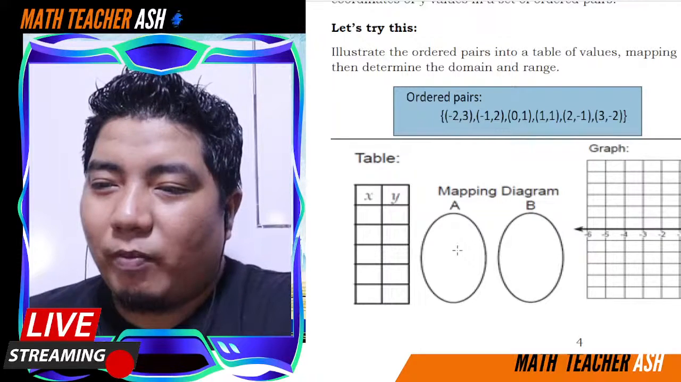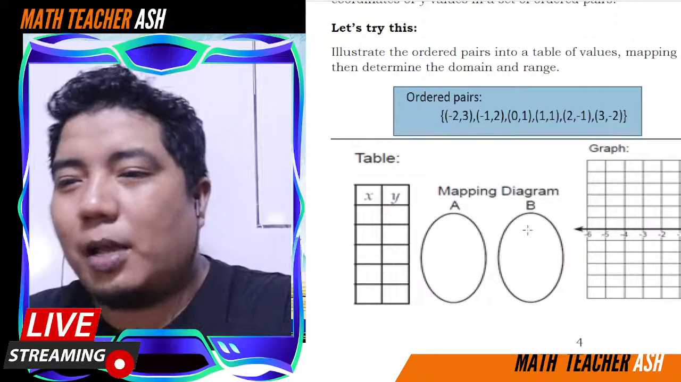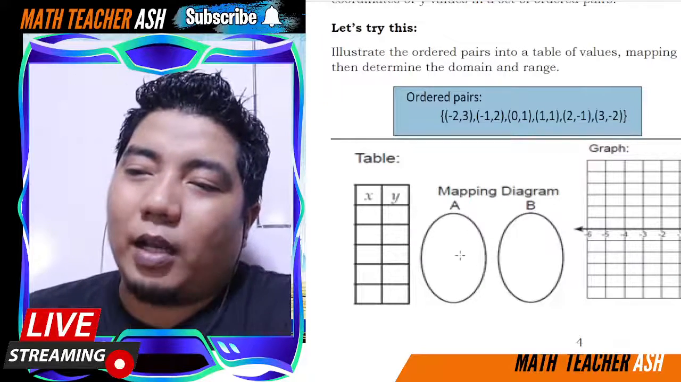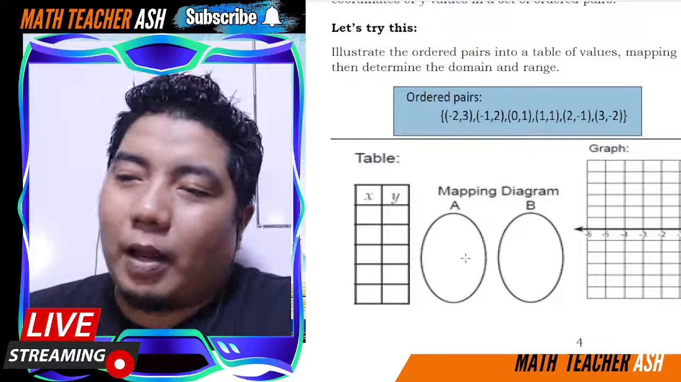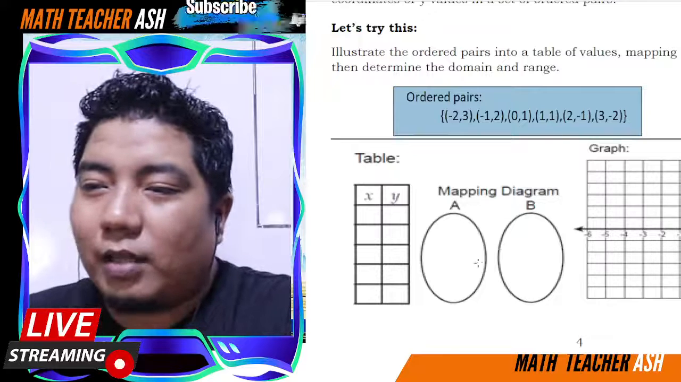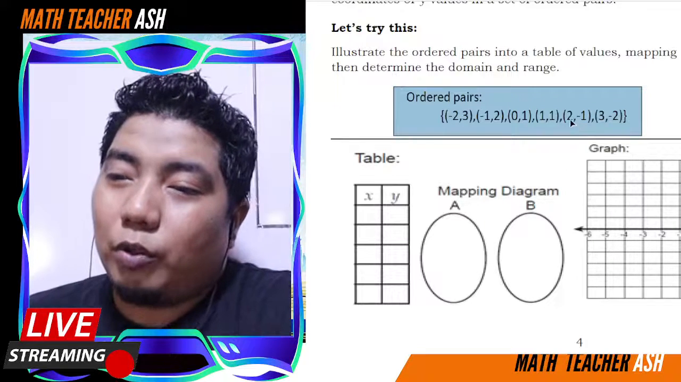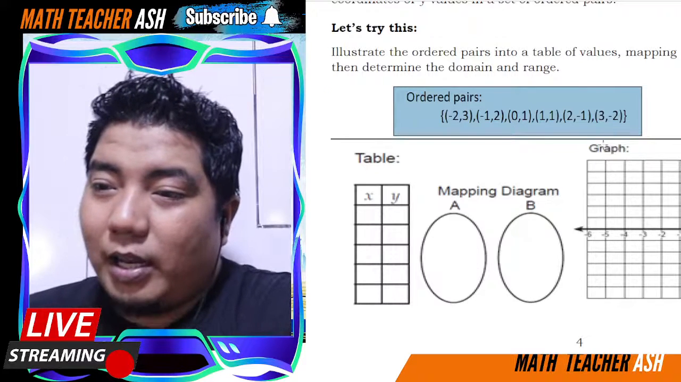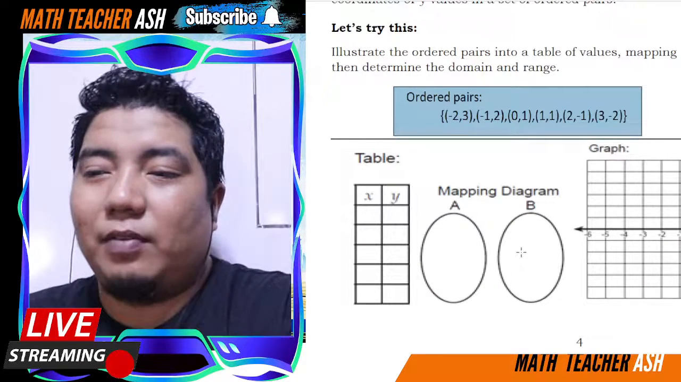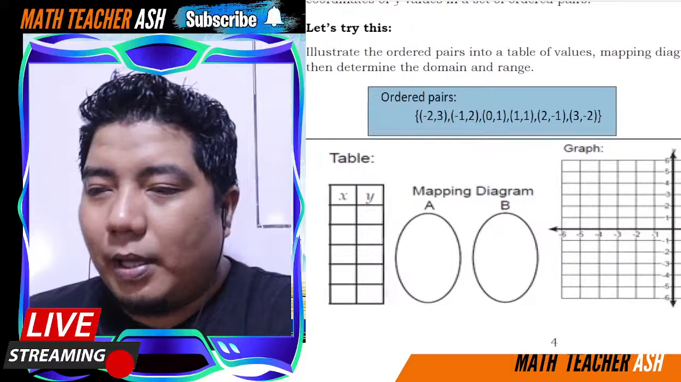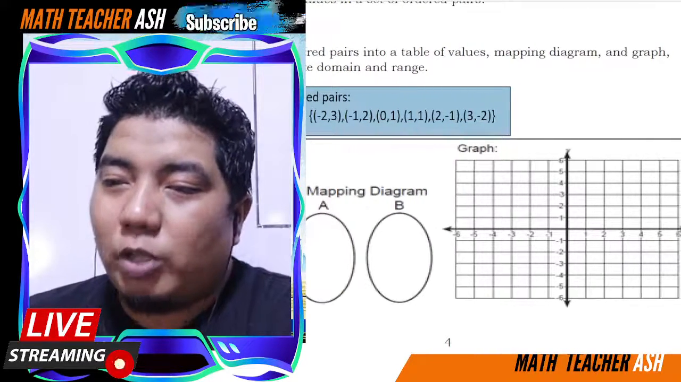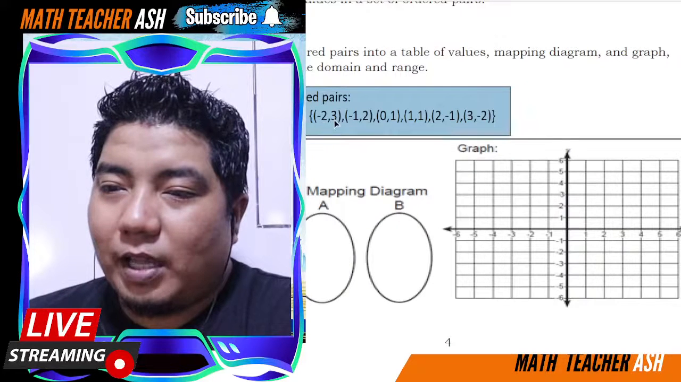Para kay negative 2, papunta siya kay positive 3. Para kay negative 1, papunta siya kay positive 2. Para kay 0, pupunta siya kay 1. Para kay 1, pupunta siya kay 1. So, dalawa nang tatama kay 1. And then, for 2, pupunta siya kay negative 1. And then, for 3, pupunta siya kay negative 2. Ganon lang kadali, my dear math learners. So, the graph. Paano naman itong graph?